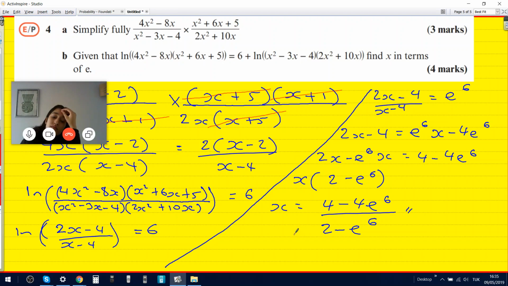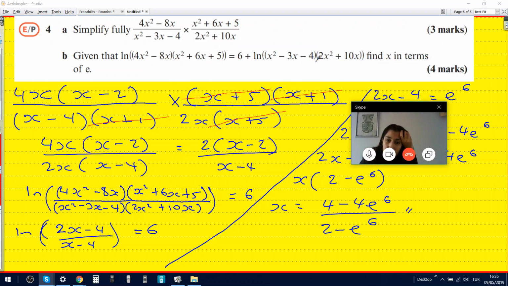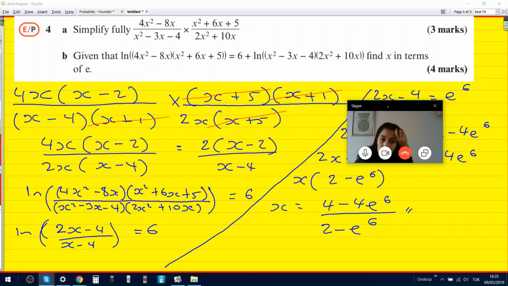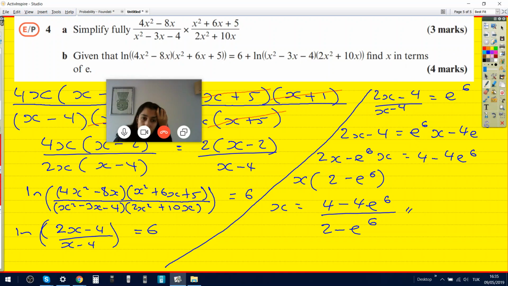That's it. So you're using your part A to do part B. Fully factorize, fully cancel down, and then you notice that it's similar to this one. Bring the lines together, so it's one over the other, just like part A, and so you can just do part B like that. Multiply both sides, get rid of the fraction, and then get the x's together and factorize. Easy peasy. Easiest 3 and 4 marks you'll ever get.